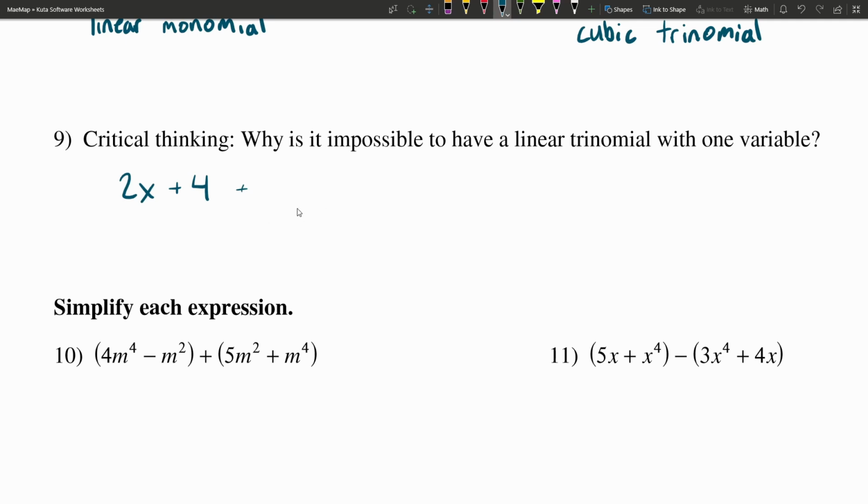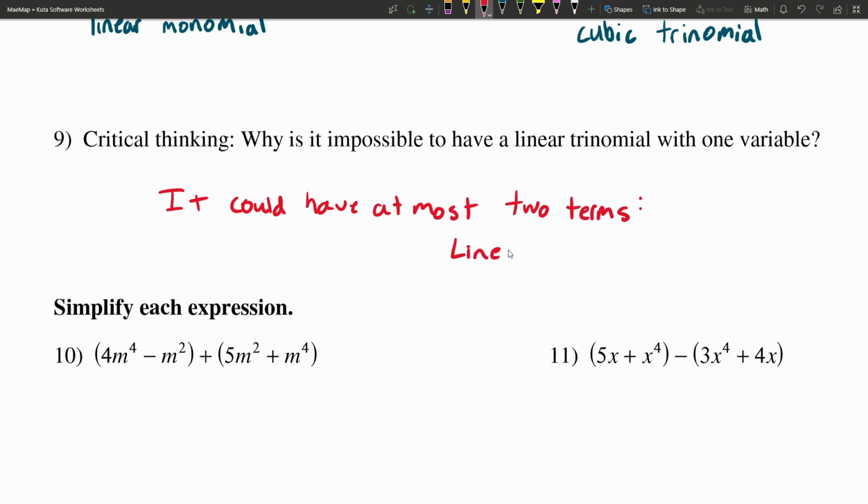We're assuming that our degrees are greater than or equal to 0, so they're in the positives, and we can't have another degree that's less than 1. Therefore, at most, we're going to have a linear binomial. We're never going to get to that linear trinomial. That is why it's impossible. So, writing this out, we're going to say that it could have at most those two terms that we talked about, a linear and a constant.